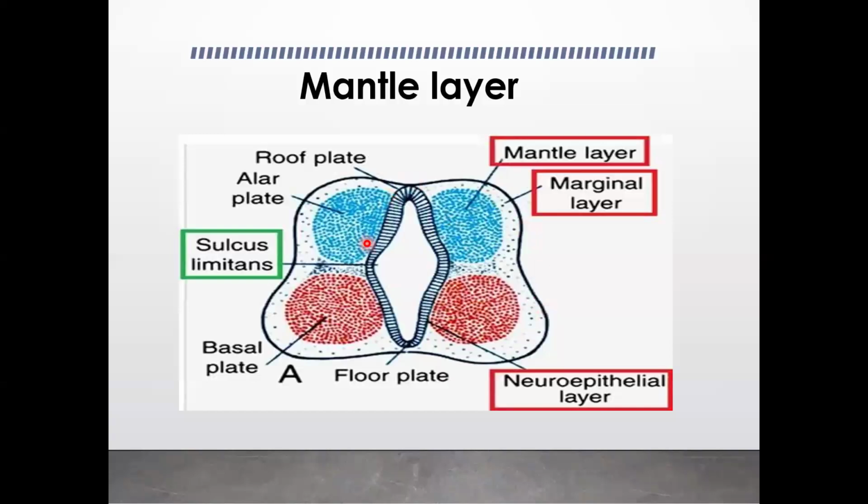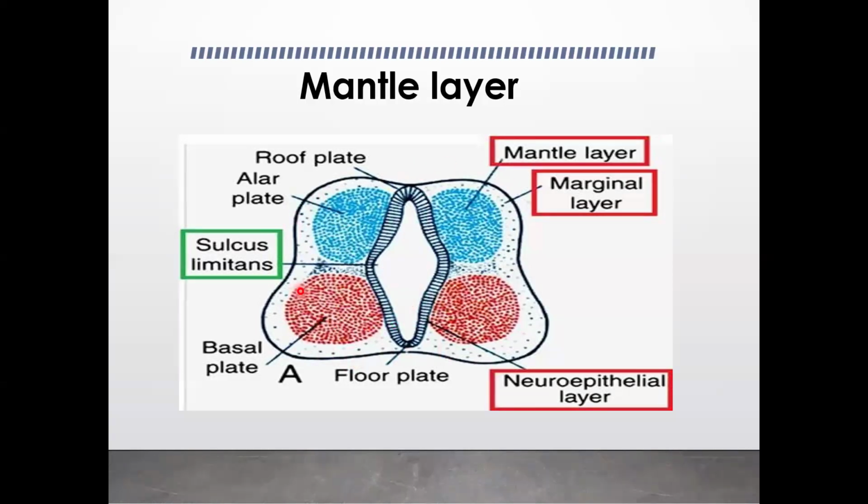So you can be told in an exam setting, draw a differentiated neurotube. So what you can do is you can draw this. You can draw the ventricular layer, you can draw now the mantle layer having the alar plate and the basal plates. And then you can also draw the marginal layer.